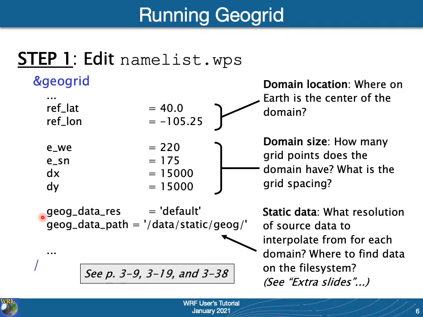Lastly, we need to specify the path of the geographical datasets that the Geogrid program is to interpolate onto our model domain. These are datasets that we downloaded typically at the same time as when we downloaded the WPS source code, and here with geog_data_path, we simply specify the path on the file system where those datasets have been uncompressed. geog_data_res, as we'll see in the advanced WPS lecture, is a way to specify different sources or resolutions of geographical data, but for this simple example, we'll simply leave it set to default.